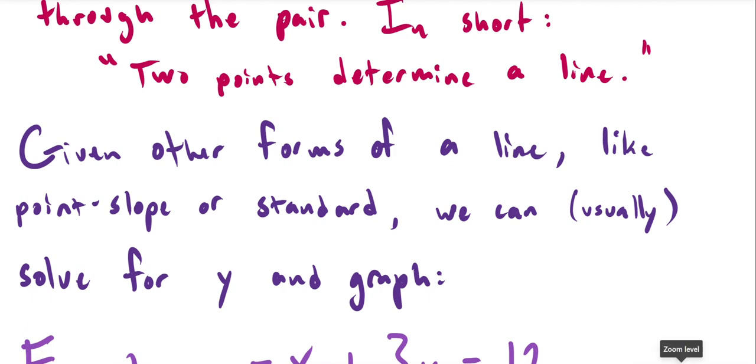So now what about if we're given other forms of the line, other equations that represent the line, like standard form or point slope form? Then the most simple way of doing this is to just put it in slope-intercept form, right? Now that we know how to graph things in slope-intercept form, just use your algebra skills to solve for y, rearrange things, and then graph using the method above. So let's do an example.